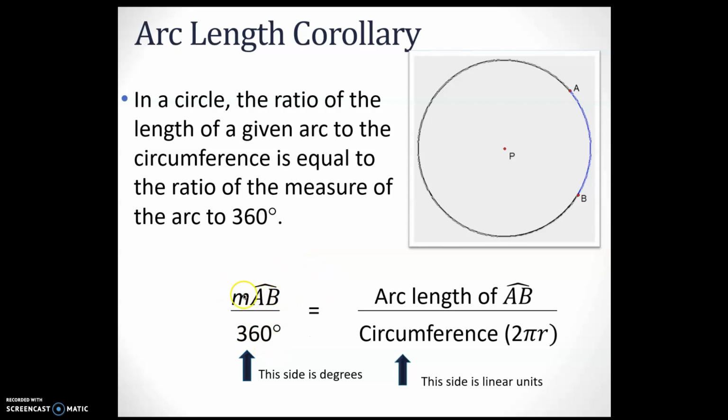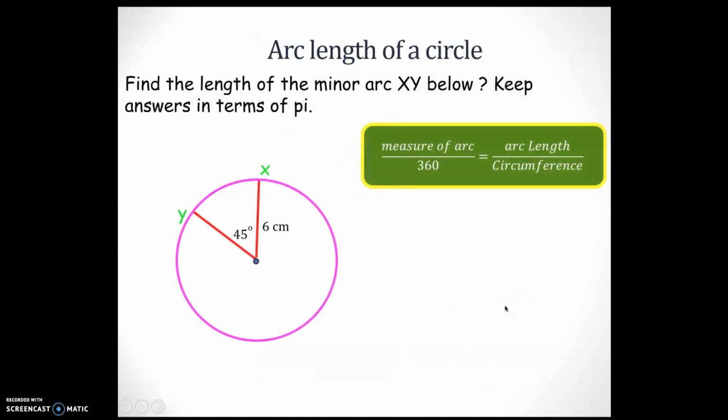The part of the circle, the measure of that arc out of 360 is equal to the arc length, the length of that same arc out of the circumference, which is represented as 2 pi r. This side is in linear units. So that's the length, and then here is the degree measures. So here's how we're going to use that.